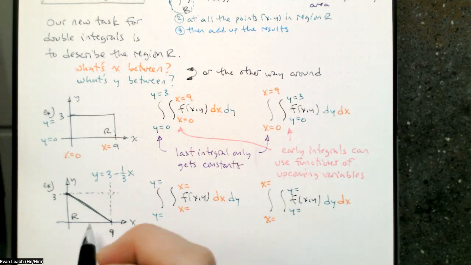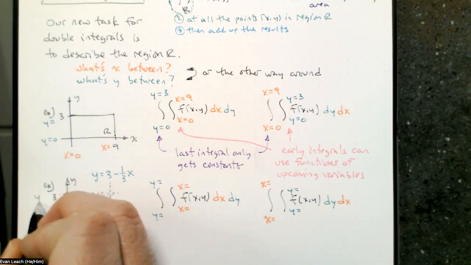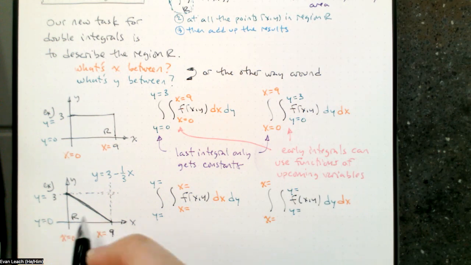So if we look at what's x between, whatever else is going on with the region, the smallest x is 0 and the largest x is 9. And the same thing happens in y. It's just between 0 and, well, not the same thing. They're different values. Look for the smallest x, the largest x, the smallest y, and the largest y. The constant interval is always easiest. So then we need to describe where we're starting with each of these.